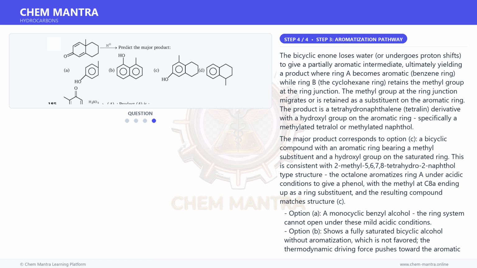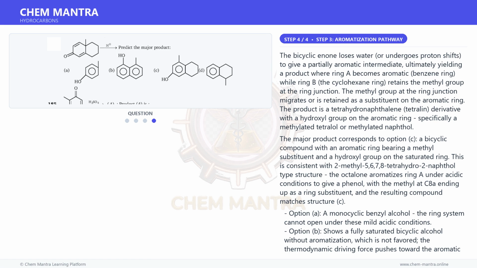Option A, a monocyclic benzyl alcohol. The ring system cannot open under these mild acidic conditions. Option B shows a fully saturated bicyclic alcohol without aromatization, which is not favored. The thermodynamic driving force pushes toward the aromatic phenol.